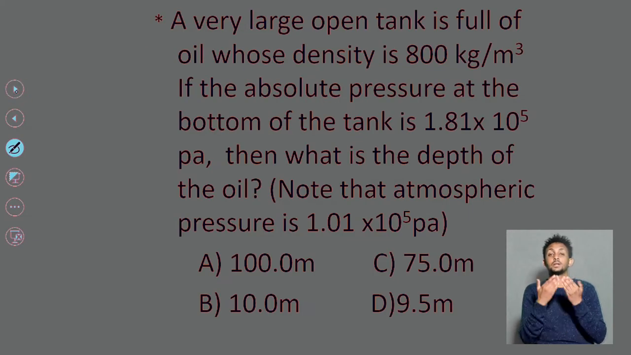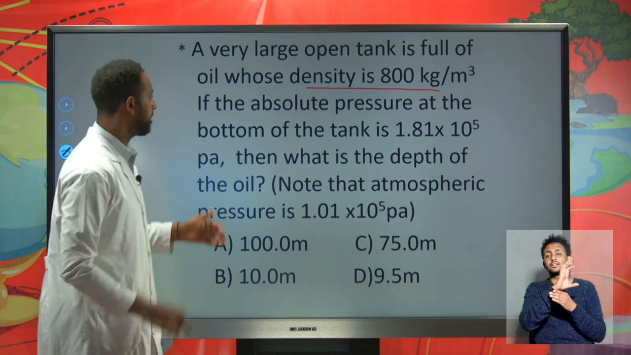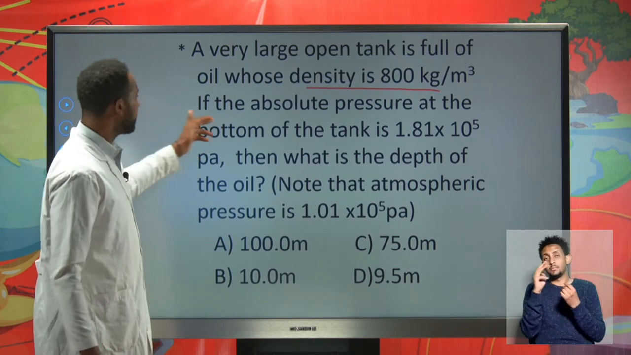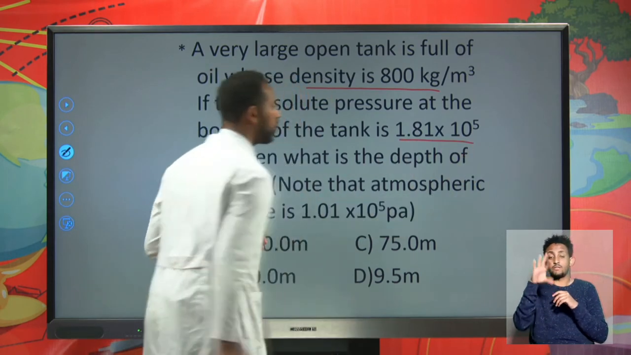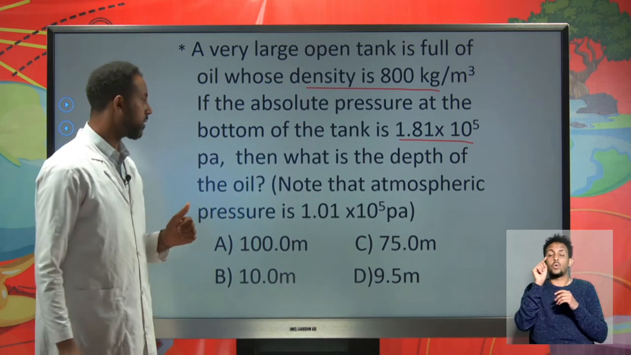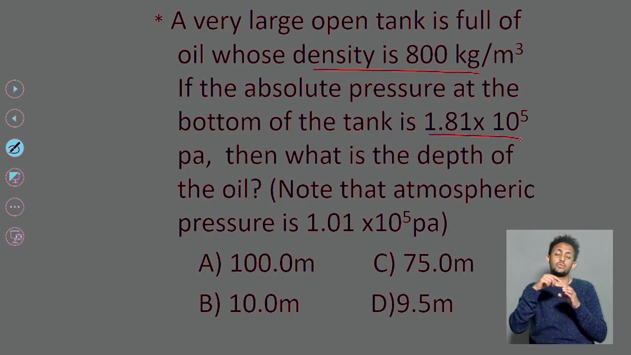And here, we'd have one good exercise, and it says a very large open tank is full of oil. Now, the fluid is oil, and the density of the oil is found to be 800 kilogram per meter cube. If the absolute pressure at the bottom of the tank is found to be 1.81 times 10 to the power of 5 Pascal, then what is the depth of the oil? Okay, that's the question. What is the elevation of the oil from the base to the level of the oil? Note that the atmospheric pressure is this.